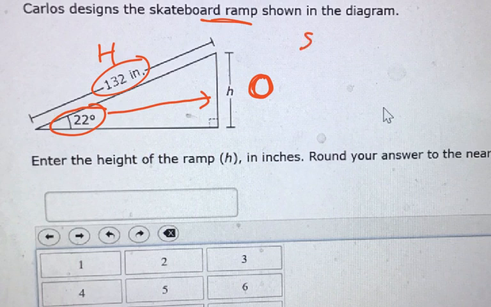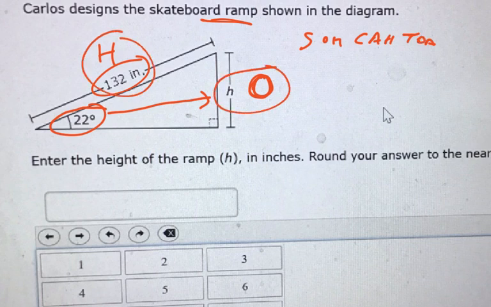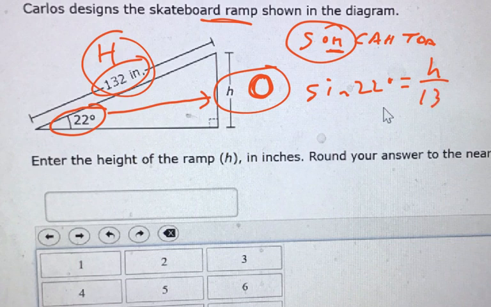So, according to SOHCAHTOA, which one uses opposite hypotenuse? And as we did a couple problems ago, that is the sine. So we know that the sine of 22 degrees, that was our angle of inclination, the angle of our ramp, equals the opposite over the hypotenuse.